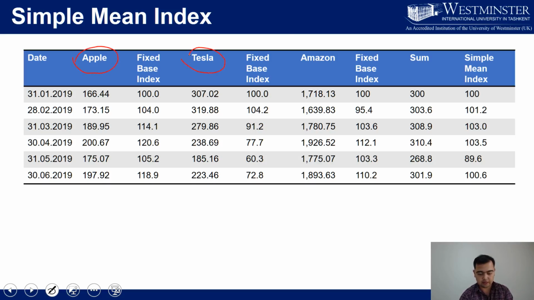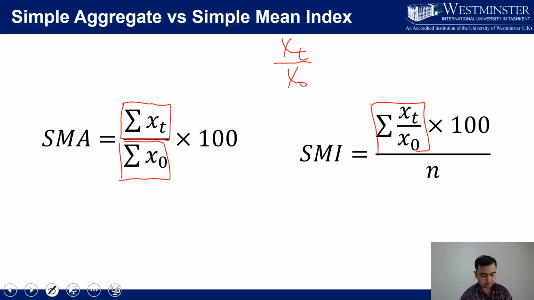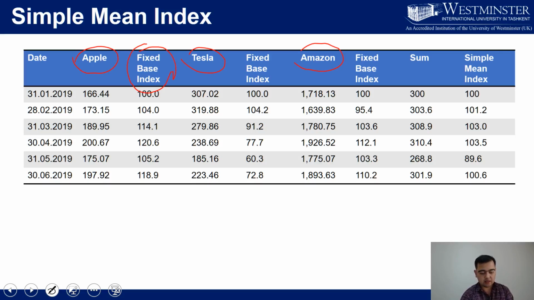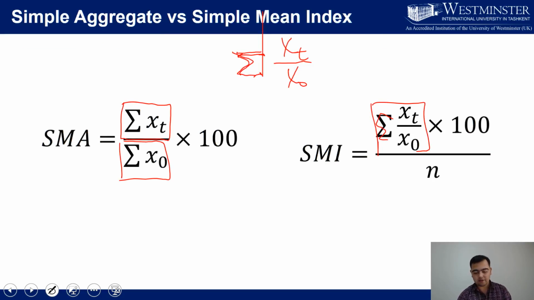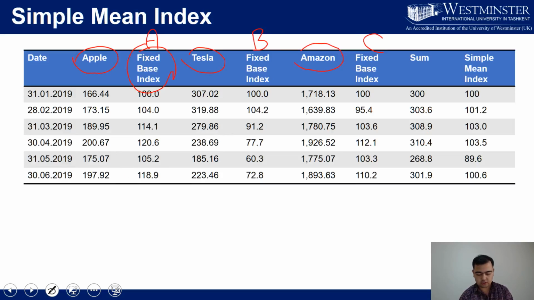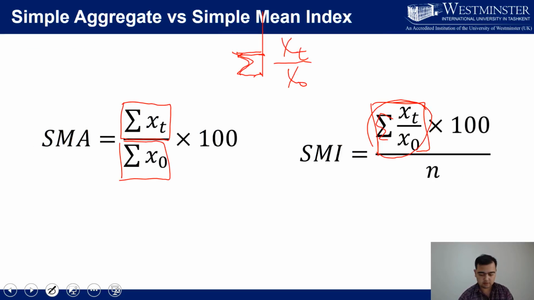For individual companies here, the Apple, Tesla, and Amazon, we first calculated the fixed base indices, okay? This is what we did for individual years, right? And then, according to the formula, we take these summation nodes, which is basically the sum of the A column, the B column, and the C column. So once you have this part of the formula, which is the sum of individual fixed base indices, of course, by multiplying them, we're going to get those numbers. We're going to divide it by n, okay?